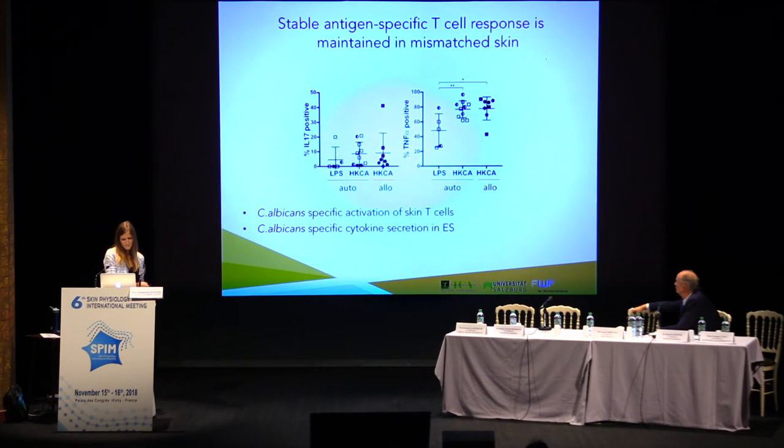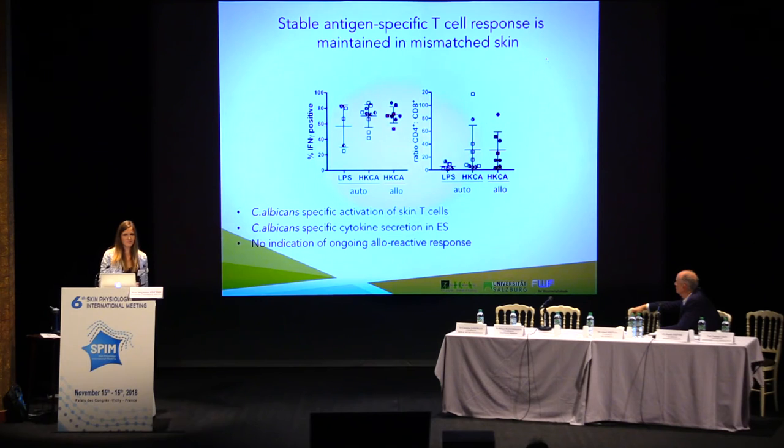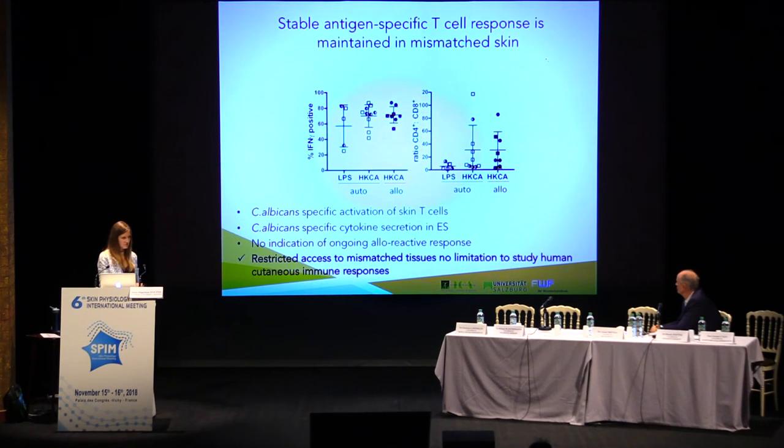And importantly, when we looked at markers that would indicate an allogenic response, we couldn't see any specific increase of interferon gamma-producing cells in the allogenic setting. Neither could we detect CD8 T cell infiltration of the allogenic tissue. So therefore, there is no indication of an ongoing alloreactive response, at least at the time point that we looked at, which was again 28 days after adoptive transfer of the human PBMC.